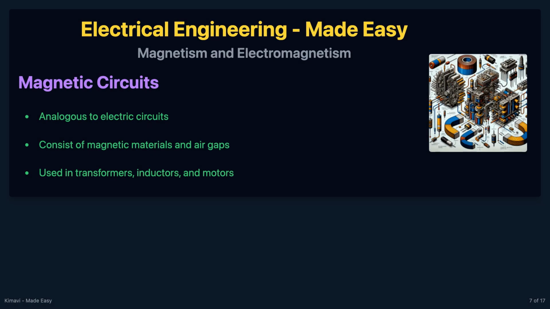Magnetic circuits are analogous to electric circuits. They consist of magnetic materials and air gaps through which magnetic flux flows. This concept helps in the analysis and design of devices like transformers, inductors, and electric motors.